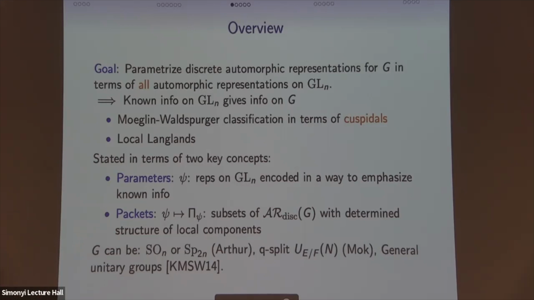So which G can we have? Well, by Arthur, we can have G equals SO(N) or Sp(2N). By Mok, we can have G being a quasi-split unitary group. And then finally, the case that we're actually going to use here, we can look at general unitary groups by work of Kaletha, Minguez, Shin, and White. And of course, the big red warning applies here because all these results depend on certain things that are not published. Okay.